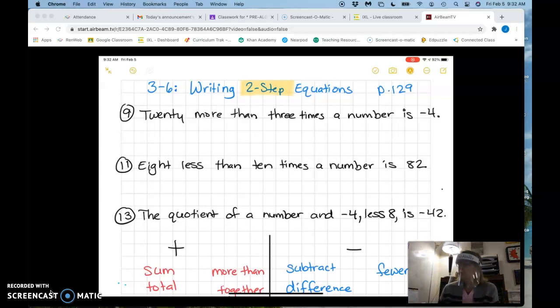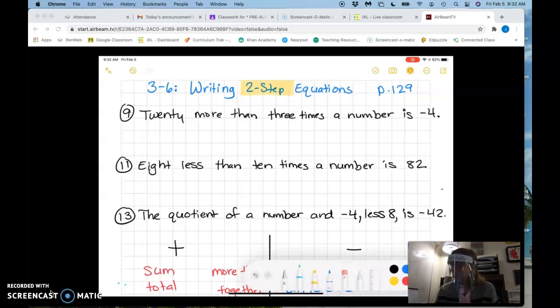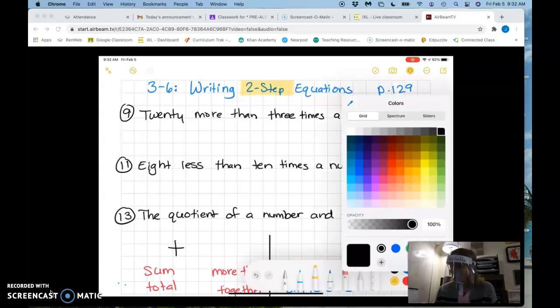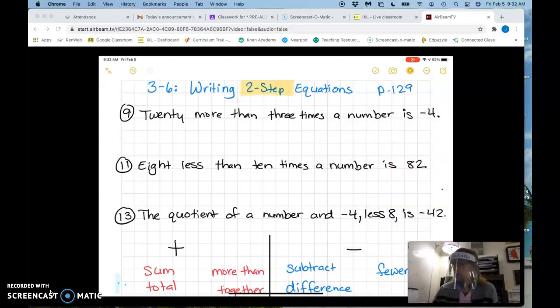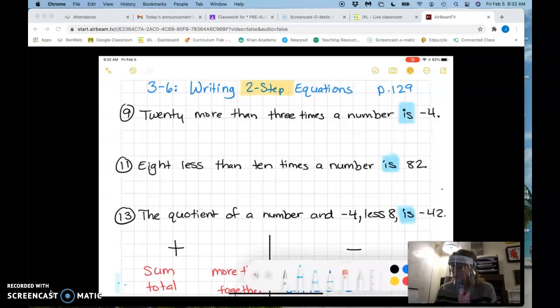And what word means equal when we have word problems? What word in these sentences means equal? Is. So whenever we see the word is, that's where we put the equal sign. So number 9, it says 20 more than 3 times a number is -4. So what do you put? 20 plus?